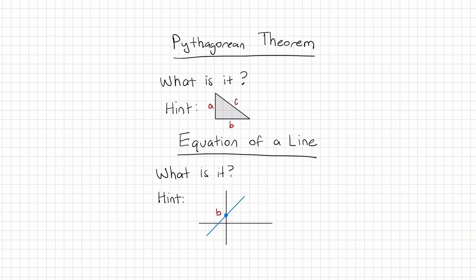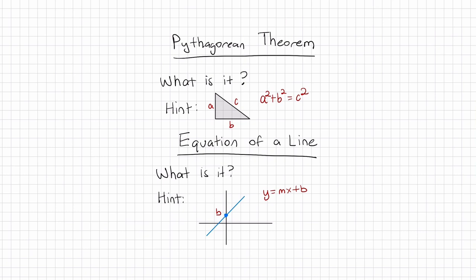Alright, so can someone tell me what the Pythagorean theorem was? Yep, it's a squared plus b squared equals c squared, where c is our hypotenuse. And can someone tell me what the equation of a line is? Yep, it's going to be y equals mx plus b, where m is the slope and b is this point here. Alright, so these things have proven useful to us.